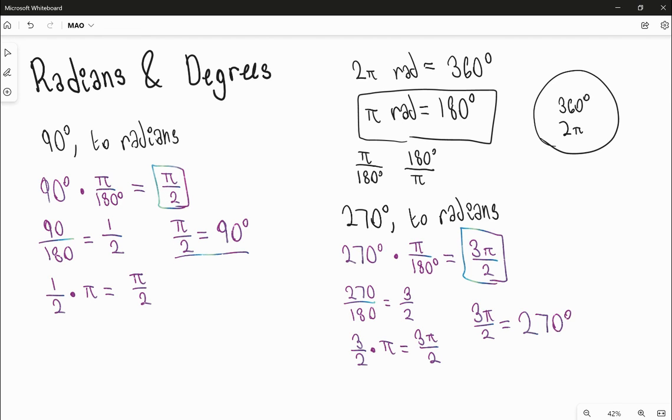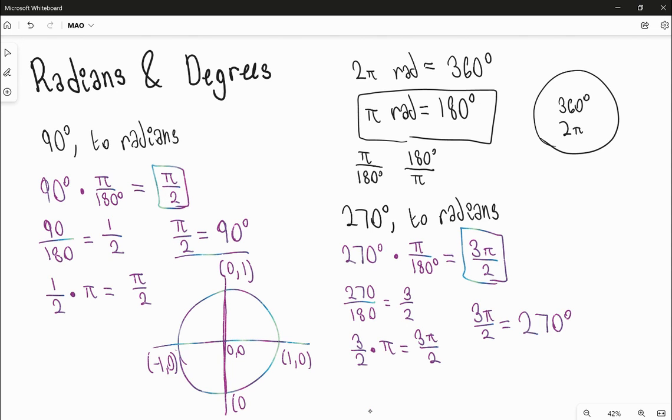Now, if you wanted to draw these out, you have a circle here. Okay, that was worse, but a circle here. Let's have it on a coordinate plane, right? So this is 0, 0. This here is 1, 0, negative 1, 0, 0, 1, 0, negative 1. So if you had 90 degrees, that's right here.